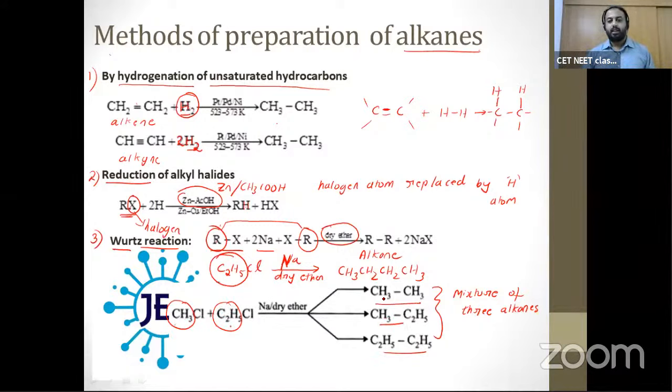So you get ethane, propane, and butane. Ethane, propane, butane. You get all the 3. Okay, that's good. That's about Wurtz reaction. Let's go to the next method.